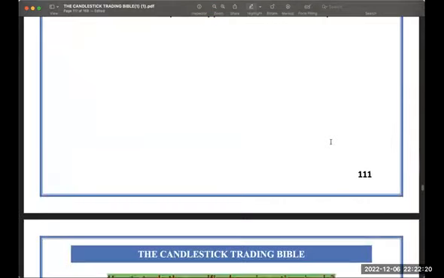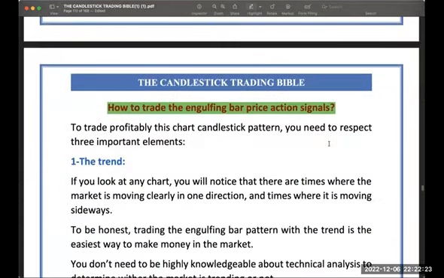Okay, let me just check which page we are on, 111. Let's see if we can push 5 more pages.